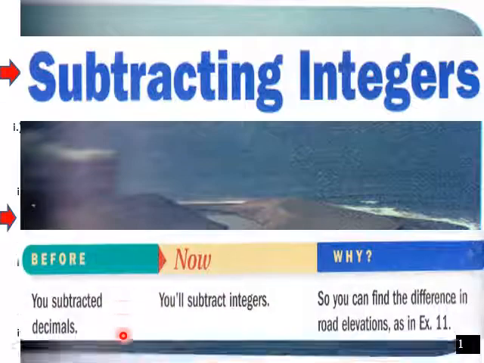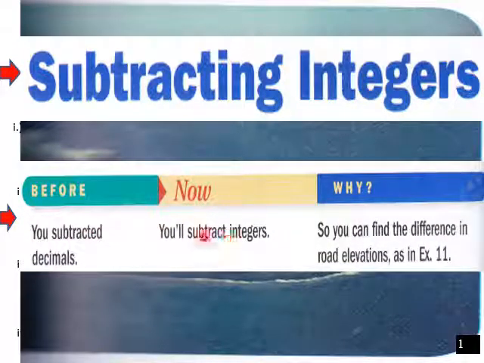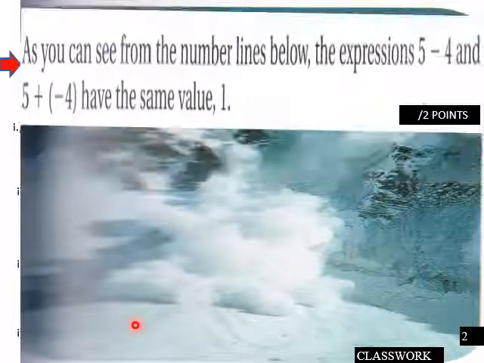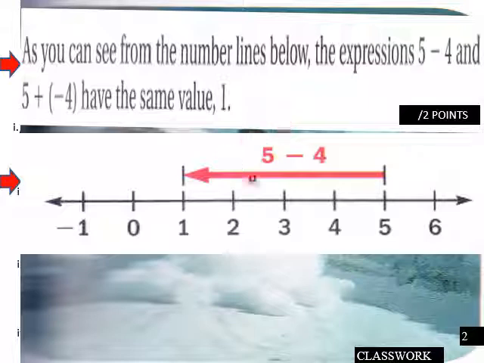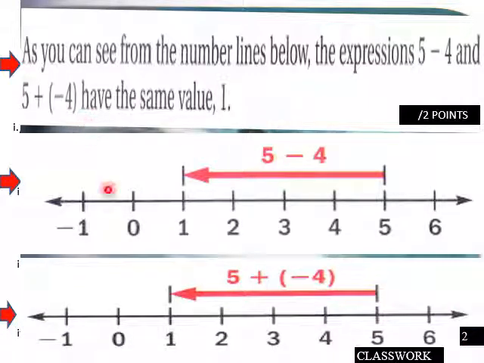2. Subtracting integers, you subtract the decimals, you subtract integers. As you can see from the number lines below, the expressions 5 minus 4 and 5 plus a negative 4 have the same value, 1. So 5 plus a negative 4 and then 5 minus 4. So we have 5 minus 4, we move to the left 4. Here we have 5 plus a negative 4, we move to the left again. Instead of having an addition sign here, this is what this essentially is, this expression up here.